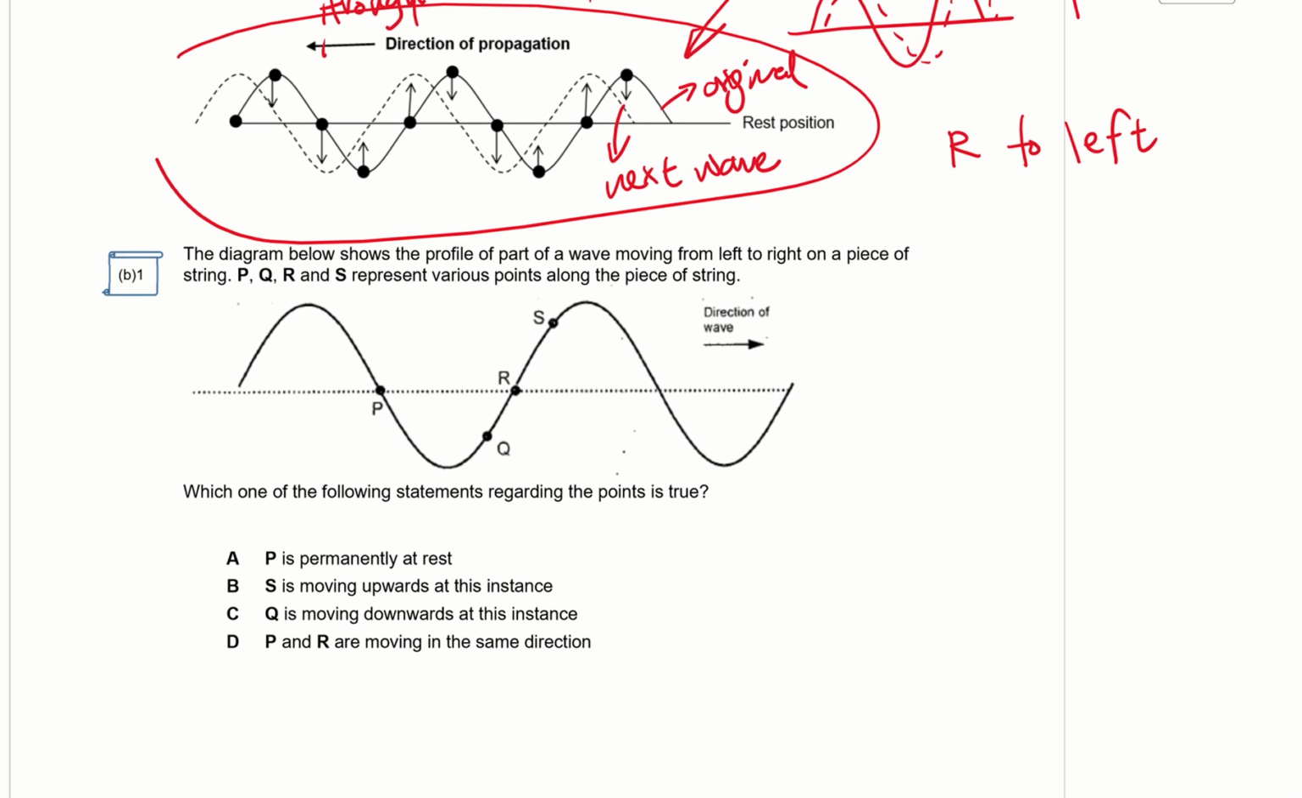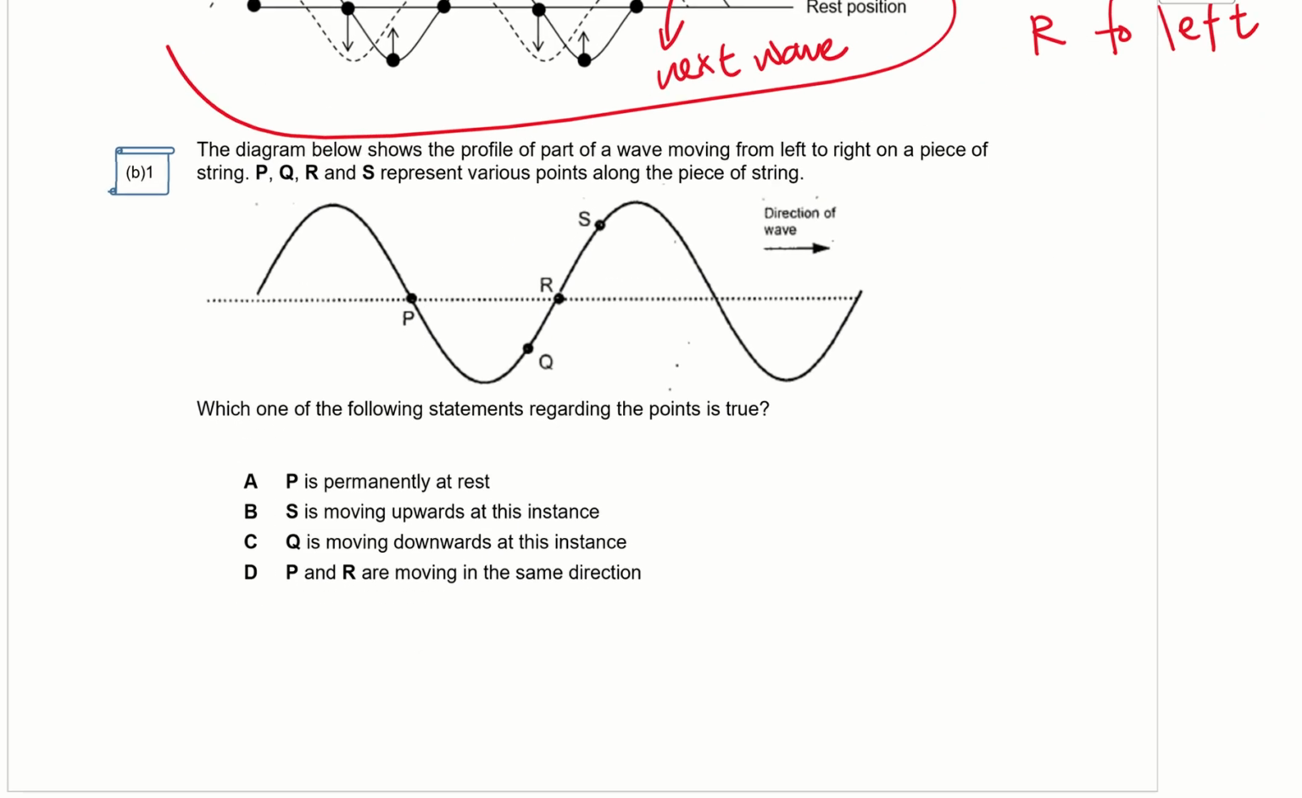Okay, why do we need to learn this for this kind of question? Okay, B1, the diagram below shows the profile of a part of a wave moving from left to right, so we know the direction of the wave. On a piece of string, P, Q, R, and S represent various points along the piece of string. Okay, so first step, we draw the next wave. Okay, so with a dotted line, I draw slightly to the right of it, because the wave direction is to the right.